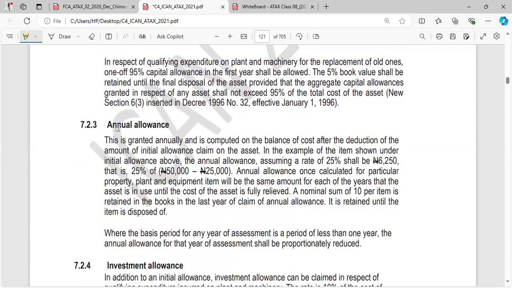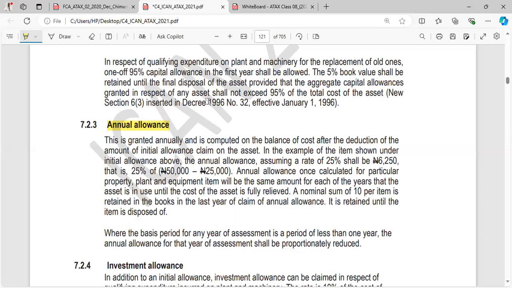Okay, so let's look at that. Let's go to the initial annual allowance. Annual allowance is an allowance you deduct or relief you are granted every year as long as the asset is in use by the company. Now, this allowance is usually computed on the remaining balance of costs after the initial allowance has been claimed. Now, this is what we mean here.